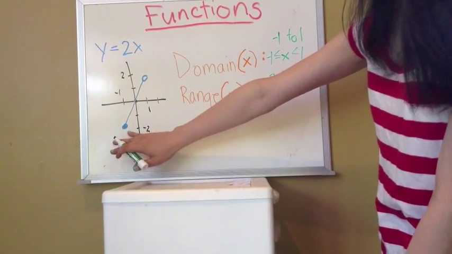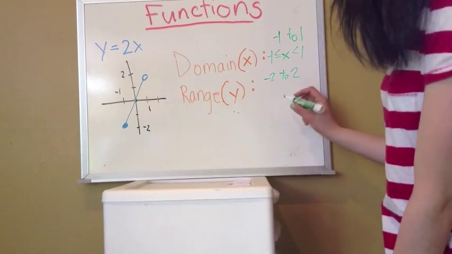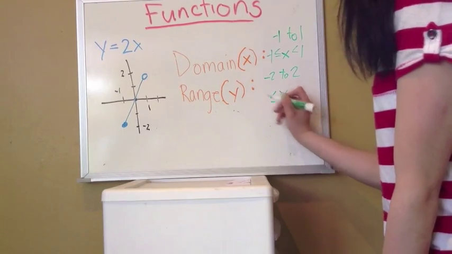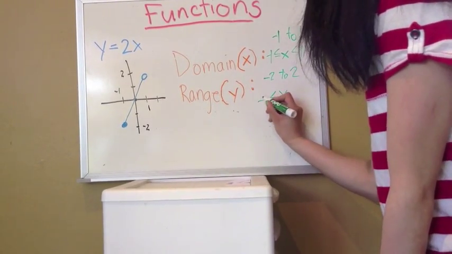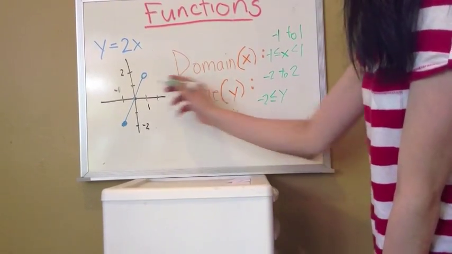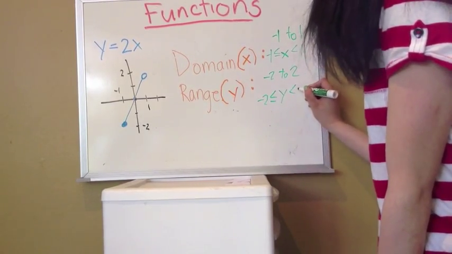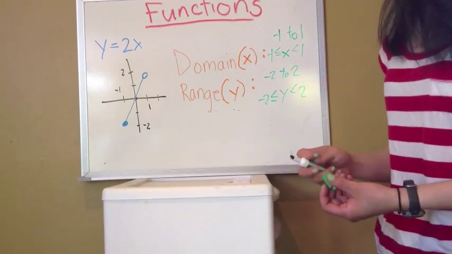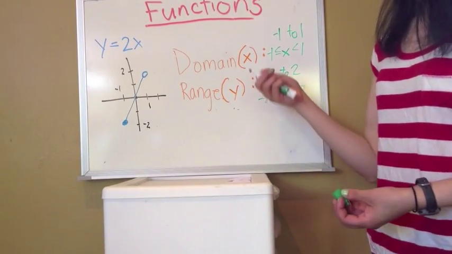This is a closed circle, and this one is an open circle, which means that y would be greater than or equal to -2, but it's only going to be less than 2 because this is an open circle. And here we have our example of how to use domain and range.